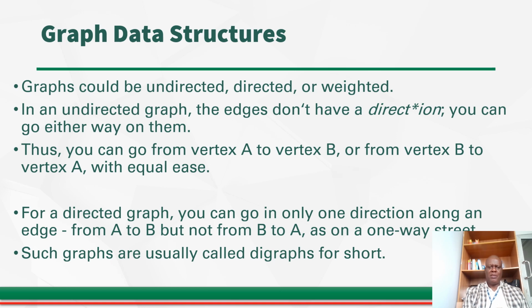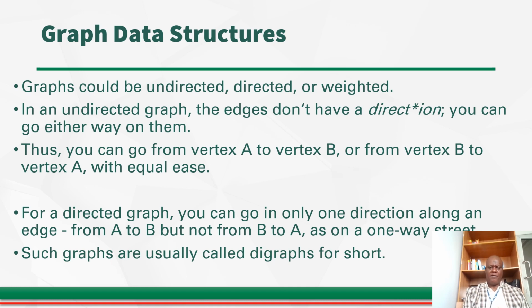Graphs could be undirected, directed, or weighted. In an undirected graph, the edges don't have a direction. You can go either way on them. That is, you can go forward, you can come backward. You can go from vertex A to vertex B, or from vertex B to vertex A with equal ease. That is, it is bidirectional.